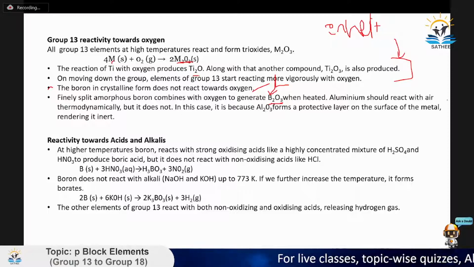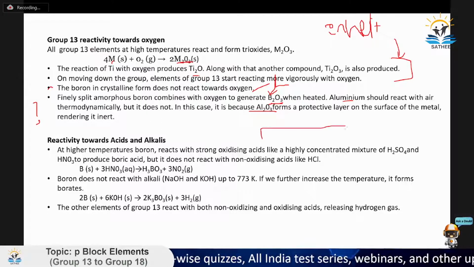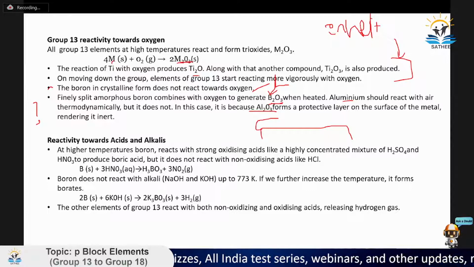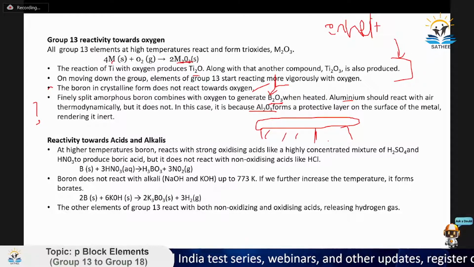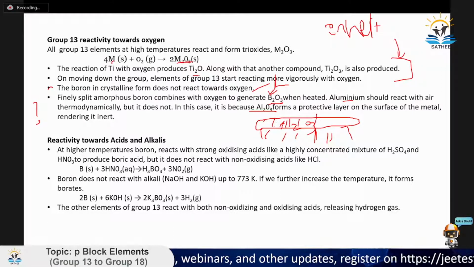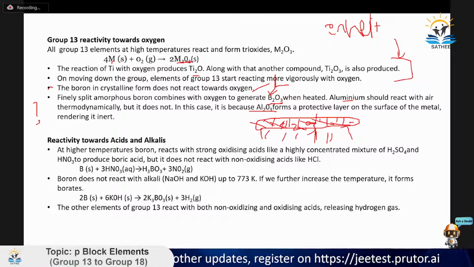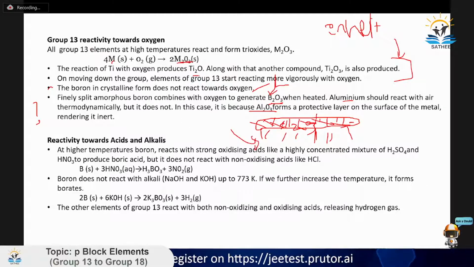And aluminium would react with air thermodynamically. Thermodynamically speaking, aluminium should react with air, but it does not. And the question is why? Because Al2O3 forms a protective layer over aluminium. If this part is my aluminium, my Al2O3 forms like this, and this makes a protective layer on top of the metal. That protective layer doesn't let the metal get exposed, so the metal is chemically inert.